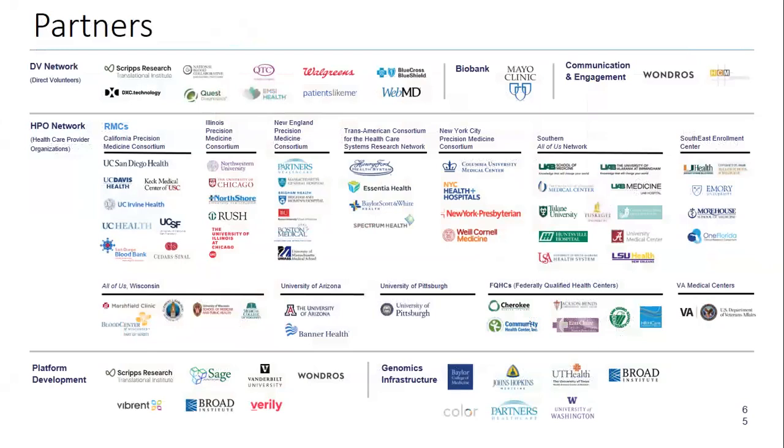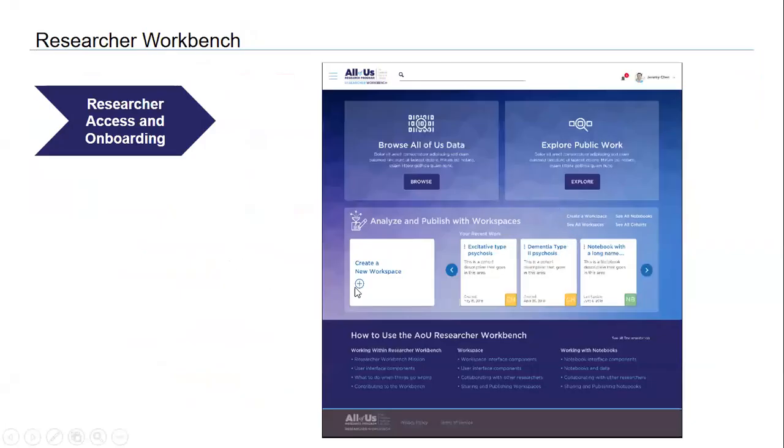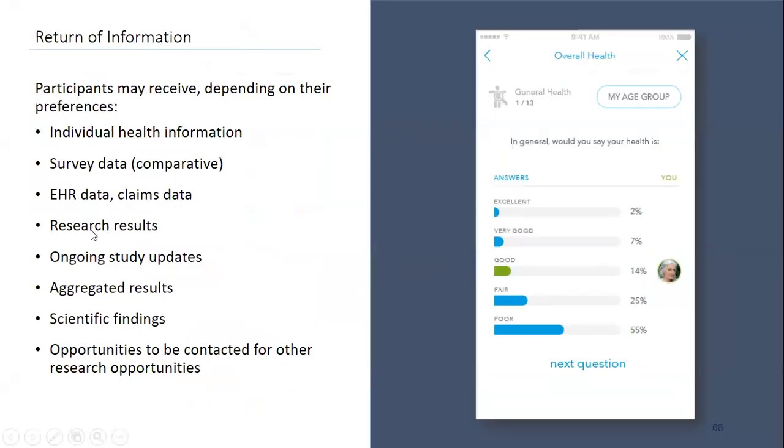Enrollment is done online at joinallofus.org. There is a participant portal where you can see where you stand in relation to other people in terms of how you answer particular questions. And there's a researcher workbench in process from Vanderbilt that will allow you access to the data to test a hypothesis that's of interest to you.